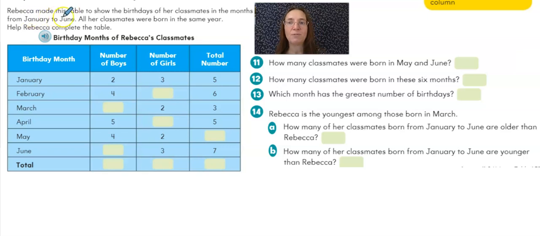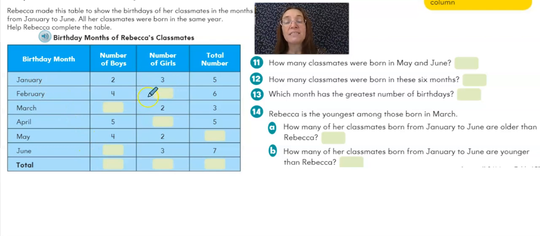Rebecca made this table to show the birthdays of her classmates in the months from January to June. All her classmates were born in the same year. Help Rebecca complete the table. So all of these boxes that are empty here are the pieces of information that we want to find out.